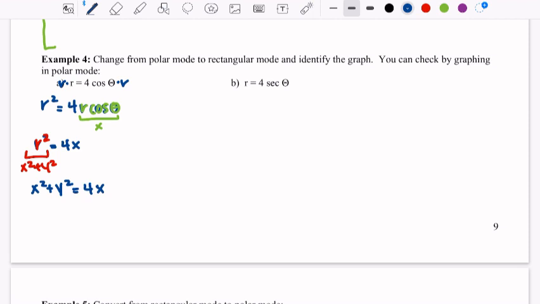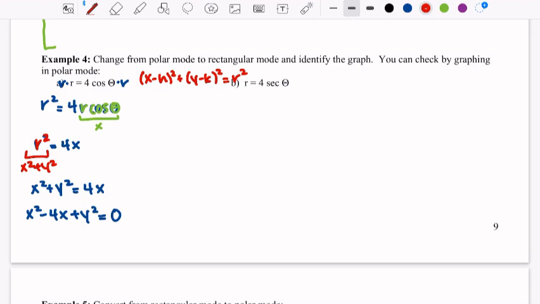All right, from here, let's try to manipulate this into a form of an equation that we will know. So I'm going to subtract over my 4x. I have x squared, grouping my x's together, minus 4x plus y squared equals, let's see, nothing, so 0. From here, it may or may not be recognizable, but our goal is to write this as an equation of a circle. We know that an equation of a circle is x minus h squared plus y minus k squared equals r squared.